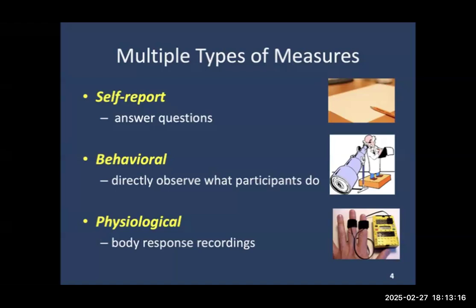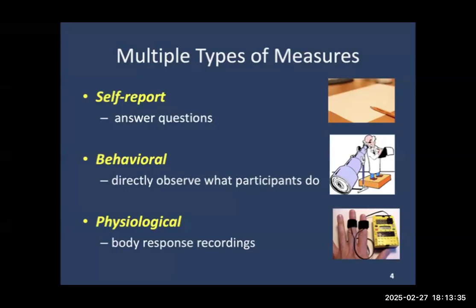And then the last one, physiological, its advantage is that it's hard to deceive people with physiological readings. I don't know anyone who can control their eye dilation. Yes, we can control breathing to some extent, but blood pressure, all those things. It's hard to fake that.